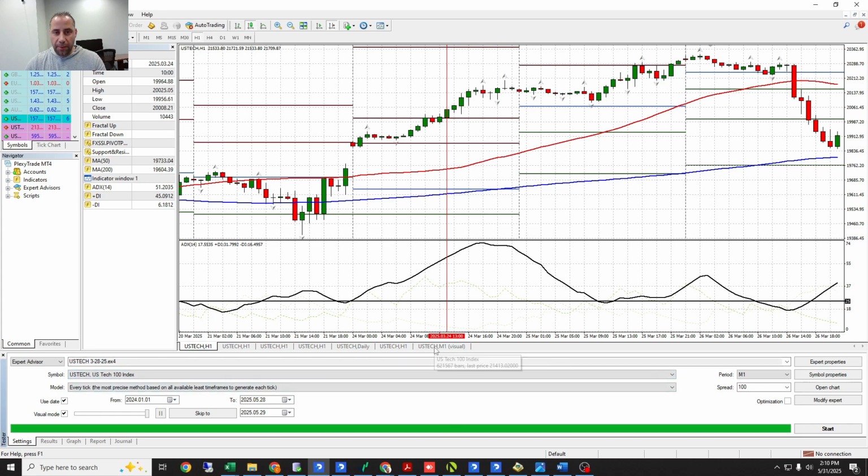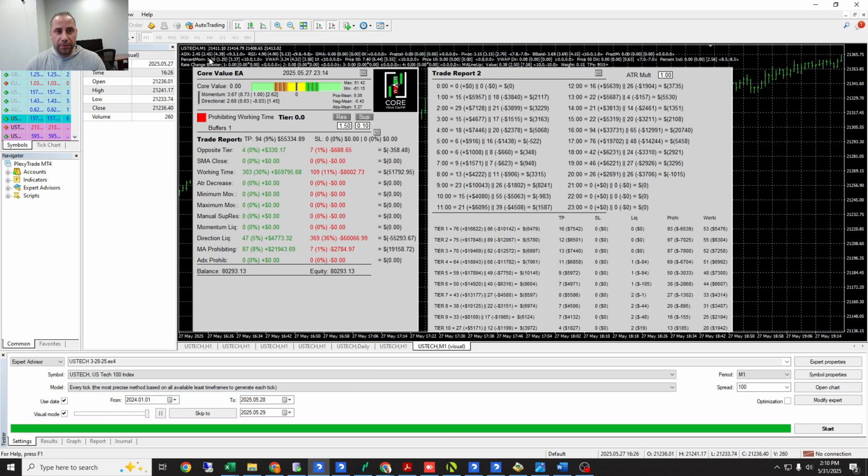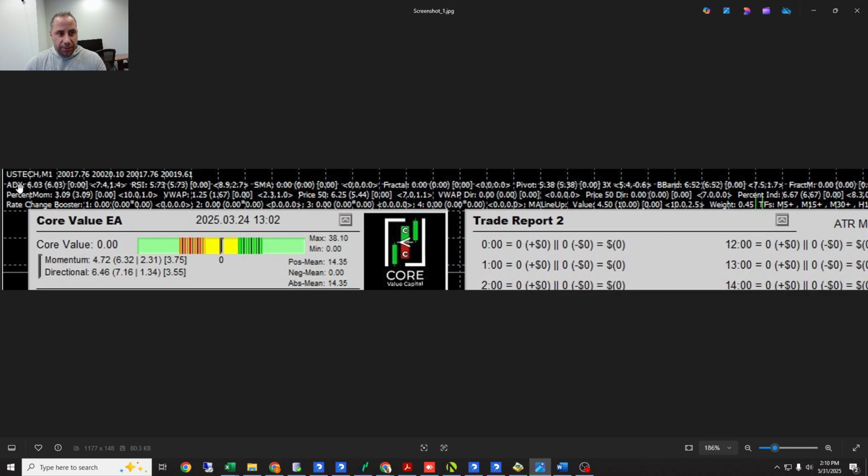Let's go over our algorithm's numerical value and where these numbers come from. All of our indicators have a total value, which is a number between 0 and 10 for momentum indicators and -10 and 10 for directional indicators. Where do these numbers come from? That's what we'll show you today.